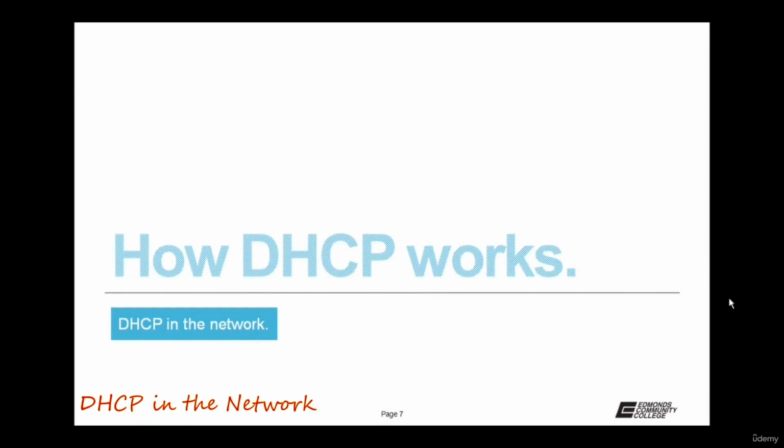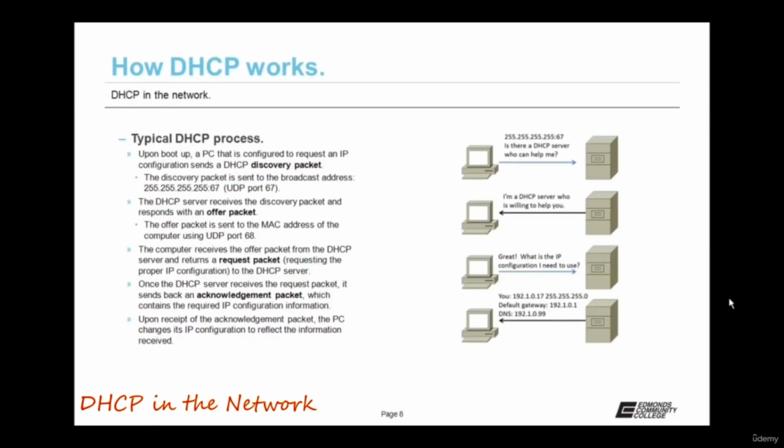Now let's move on to how DHCP works. Here is the typical DHCP process. Upon boot up, a PC that is configured to request an IP configuration sends a DHCP discovery packet. Now, the discovery packet is sent to the broadcast address 255.255.255.255 on UDP port 67. The DHCP server is listening to that port. It's listening for that discovery packet.